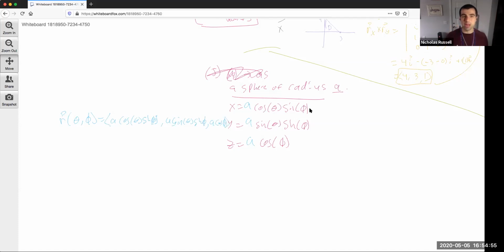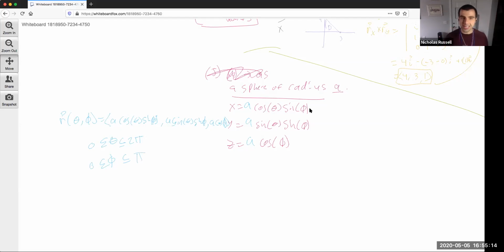And now what is my parameter domain? For a full sphere, theta is my polar angle, so I need the full thing. So I say that theta is between 0 and 2 pi. And phi, we always think about going from the top all the way to the bottom, is from 0 to pi.